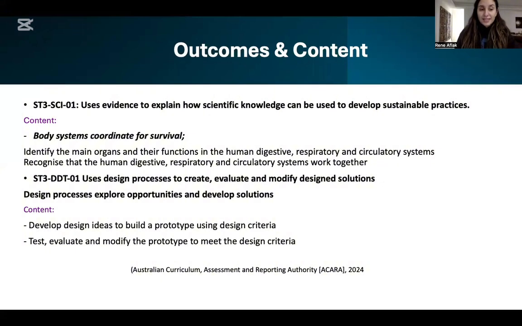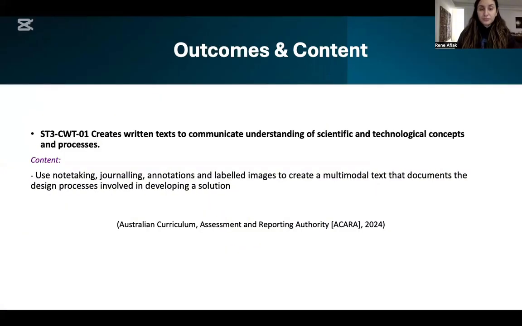Another outcome is ST3-DDT-01, which uses design processes to create, evaluate, and modify design solutions. During the model process, testing, evaluating, and modifying the model is very important. Another outcome is ST3-CWT-01, which creates written text to communicate and understand of scientific and technological concepts and processes, which has been mentioned within the unit plan.